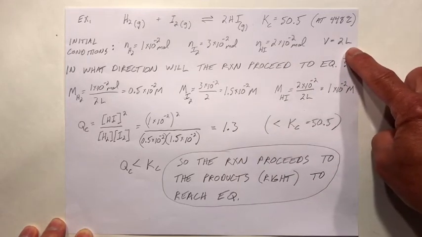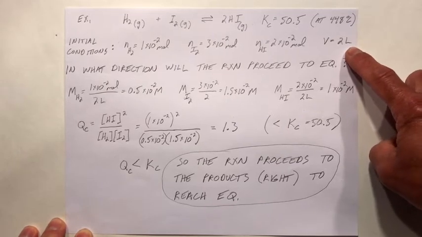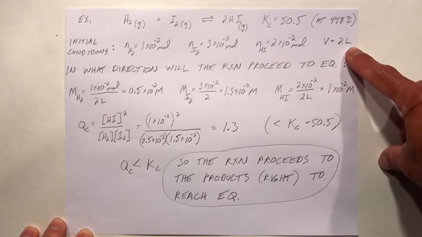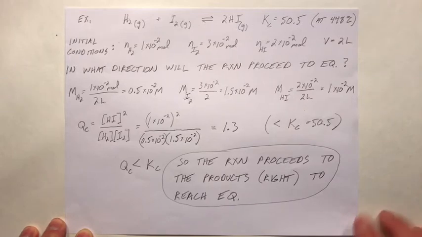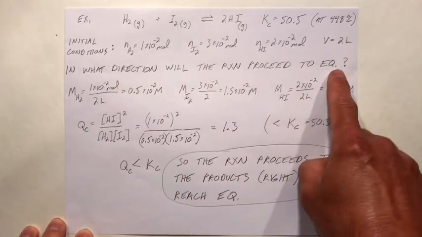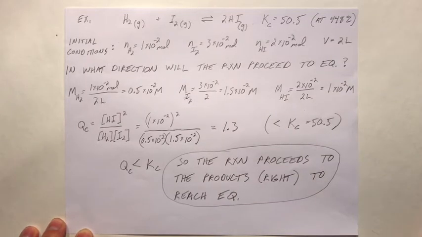Now remember that the volume of the container is equal to the volume of any gas in the container. The nature of gases is that they spread out to occupy the container, whether they're all alone in the container or whether they're in a mixture. Each gas would have that volume. So in what direction will the reaction proceed to get to equilibrium? The first thing we need to do is calculate molarities, because we use concentration when we deal with equilibrium calculations.